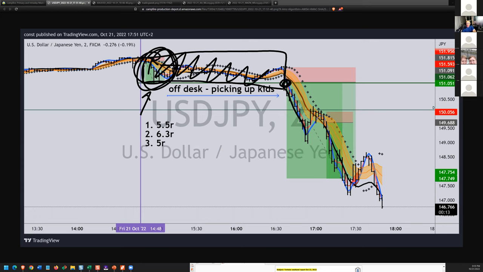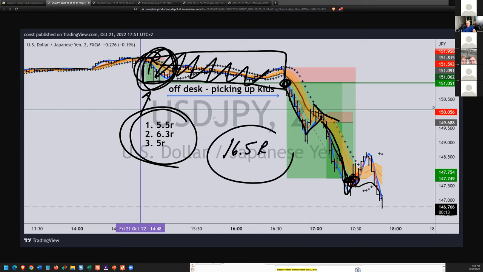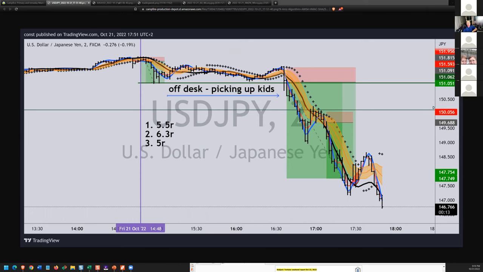He gets leg one. It can't break through the dragon. He gets leg two and decides, you know what, that's enough. $16.5 anyone? The dollar Japan pair. And that's not even getting this last leg. So that's 16.5. Good shooting, Tex.